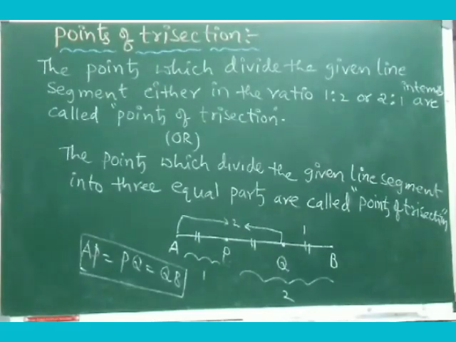So my dear, when the question is regarding points of trisection, there are 2 points: one is P and one is Q. To find P, P divides the AB bar in the ratio 1:2. And to find Q, we use the section formula with ratio 2:1. Now let us solve one problem regarding this concept so that you can understand it in a better way.